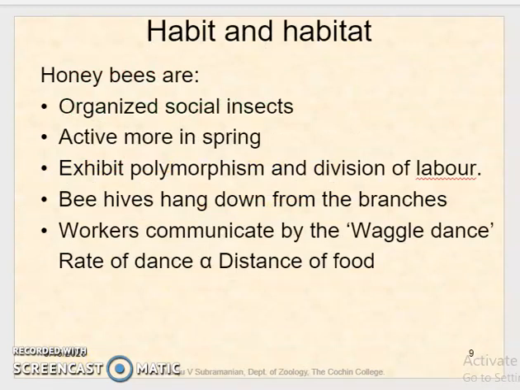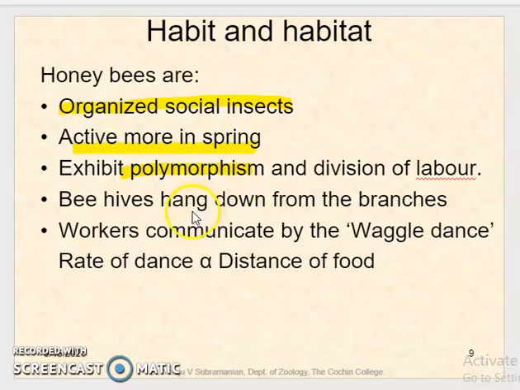So when we pass on to the habit and the habitat of honeybees, they are organized social insects, and they are more active during the spring season when a lot of flowers blossom. They exhibit polymorphism and division of labor. Polymorphism means existing in different forms, and in division of labor, the different members of a colony do different jobs.